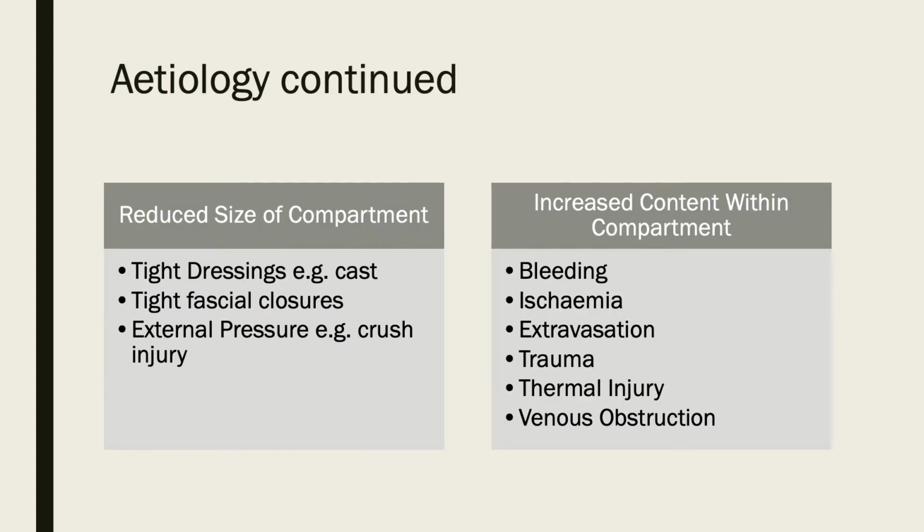So things that reduce the size within a compartment include tight dressing such as a cast, tight fascial closures after surgery, or external pressures such as crush injuries as alluded to earlier.